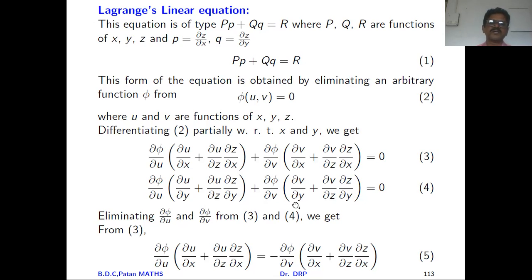Now our target is to eliminate what? That ∂phi/∂u and ∂phi/∂v from these two equations 3 and 4. So what you have to do, you shift this term to the right hand side and keep ∂phi/∂v on the left hand side. So if you shift this term on the RHS, it gives the required equation like this. Now you take this ∂phi/∂v on LHS and this bracket on RHS, so this term you will get at the denominator place on the LHS and this term again at the denominator place on the RHS.